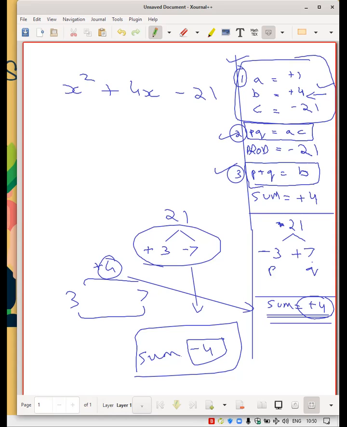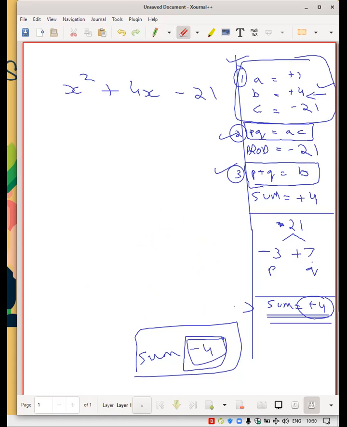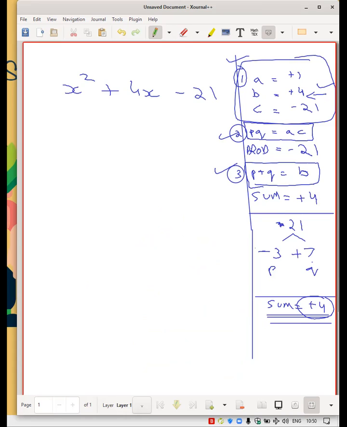Siddhant, Krishna, do you understand this? Yes, sir. Now we are changing the signs based on what sum we want. Right? So we've got the value of P and Q now. Everybody clear about this? Is there anybody who has not understood? So what is the value of P? Minus 3. And what is the value of Q? Plus 7.